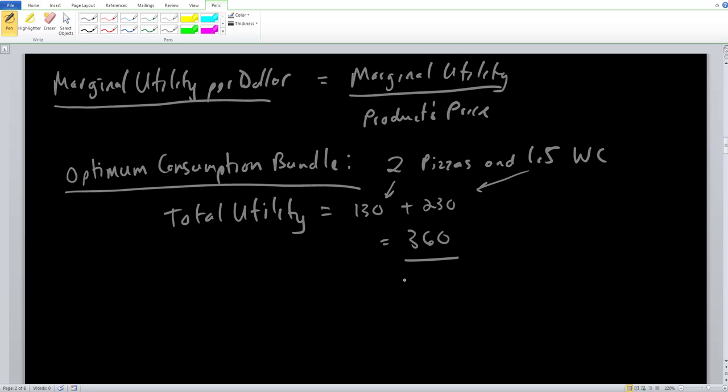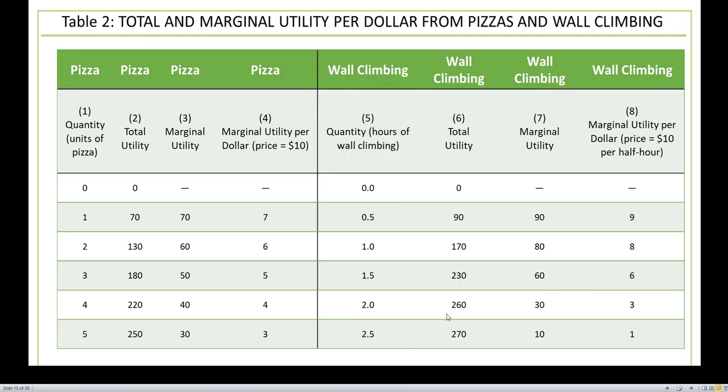And there is no other bundle in this table that will give us greater than 360 units of satisfaction. Every other single bundle is going to give us less satisfaction, or we're not going to be using up all of our income, or we're using too much of our income. So notice in this particular situation, there are actually 2 conditions that need to be met in order for us to be at the optimum consumption bundle.